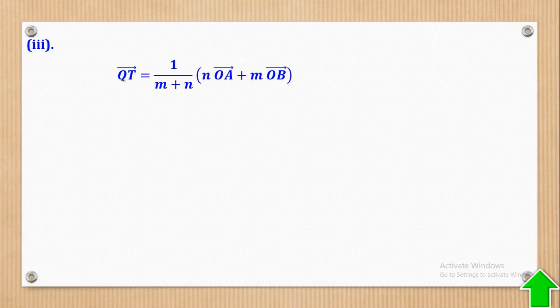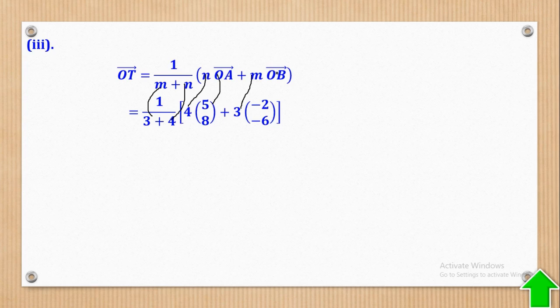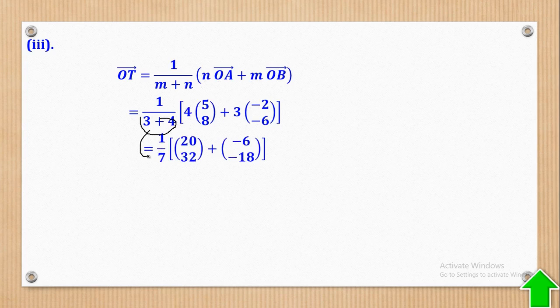So know that OT is equal to that from the above proof for Roman 2. We substitute M is 3, N is 4, then OA was given as that and OB was given as that. So next is to simplify. This gives me 7, then 4 multiplied throughout by every entry. So 4 by 5 is 20, 4 by 8 is 32. Then here 3 by negative 2 is negative 6, 3 by negative 6 is negative 18.